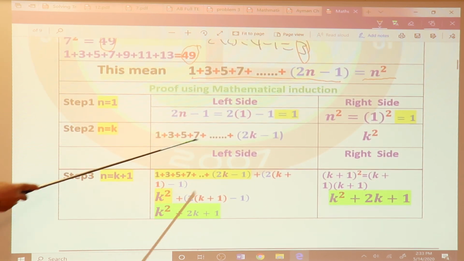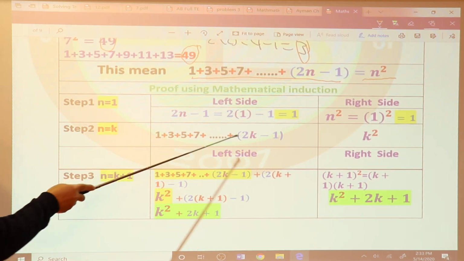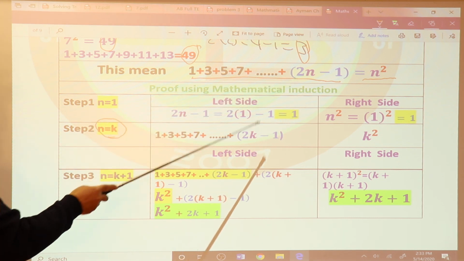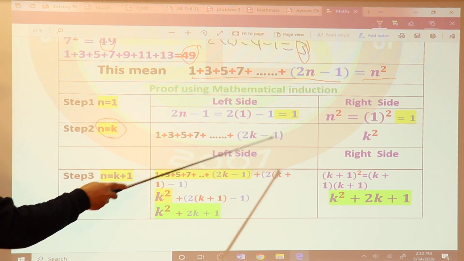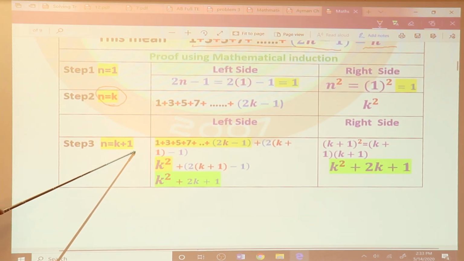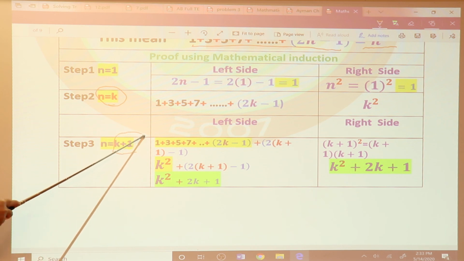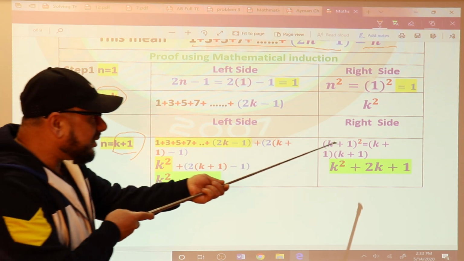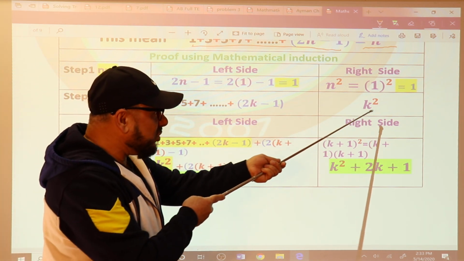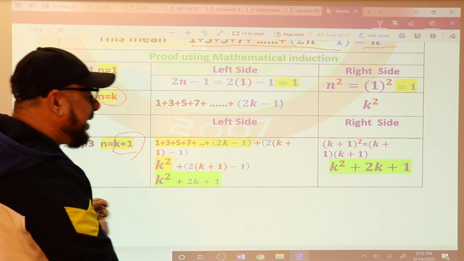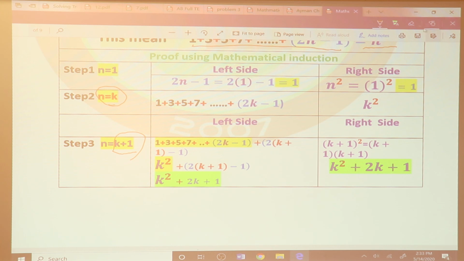Now step 2, just change N equals K. Here becomes 2K minus 1, and here, K squared. The last step, which is K plus 1, right? What you have to do is go to the right side, easy, change K to K plus 1, becomes K plus 1 squared, right?